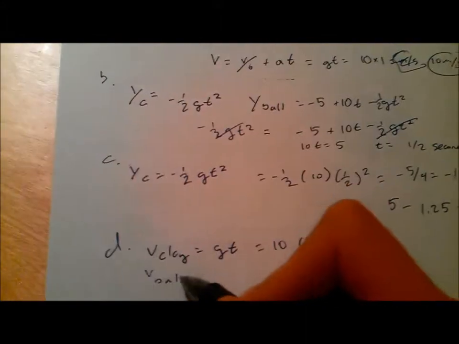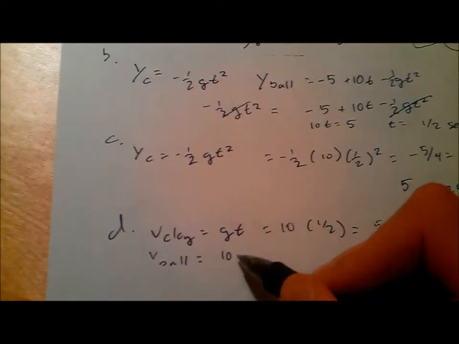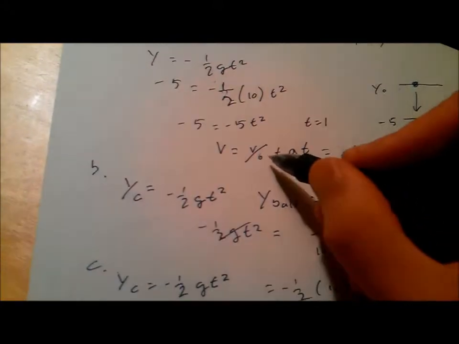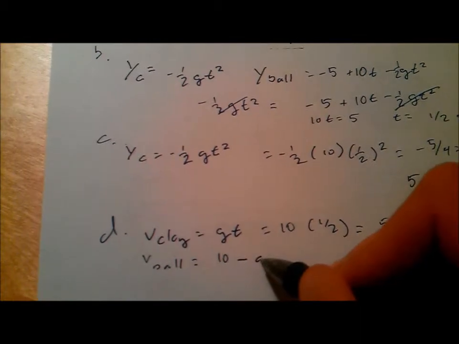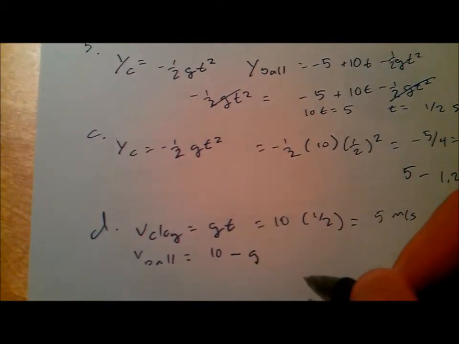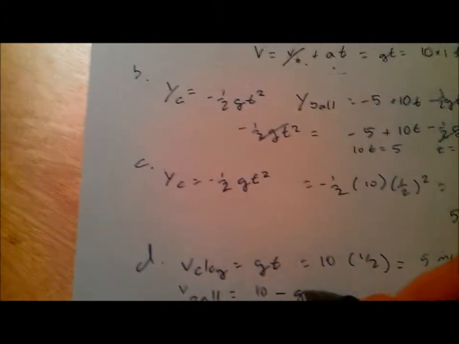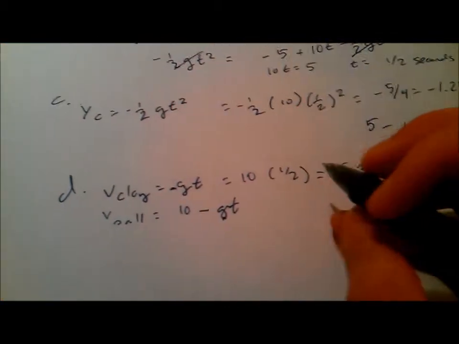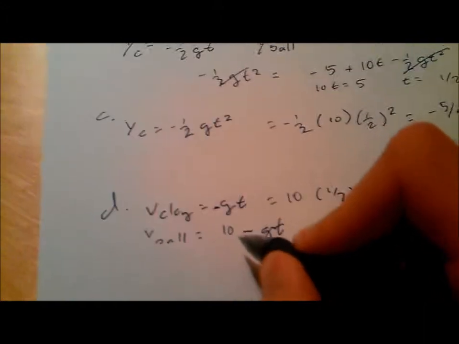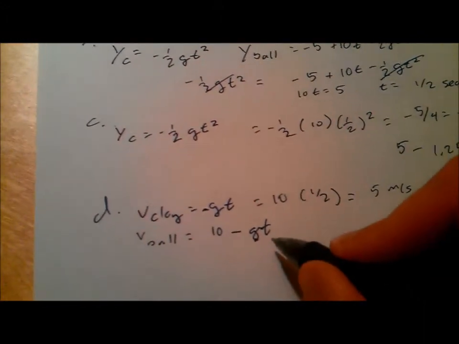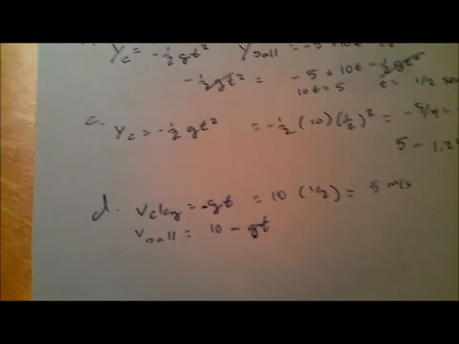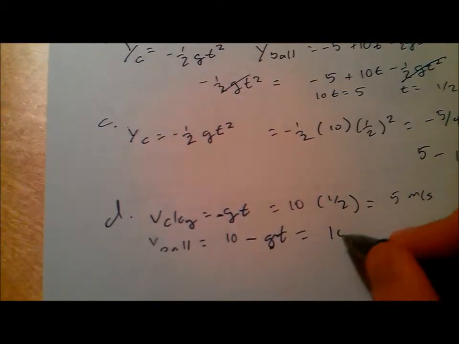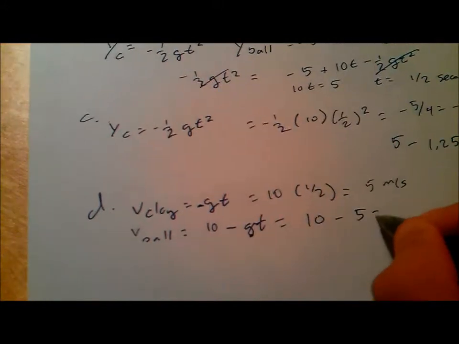V ball, the velocity of the ball starts at 10. So once again, initial velocity is 10. Acceleration is the same. So it's 10 minus gt. This is also negative, but it has to give you the speed, so it's irrelevant whether it's positive or negative. But in this spot, it starts out as 10 meters per second upwards, and then it's accelerating downwards, so you do minus gt, and so that becomes 10 minus 5, which is 5 meters per second.